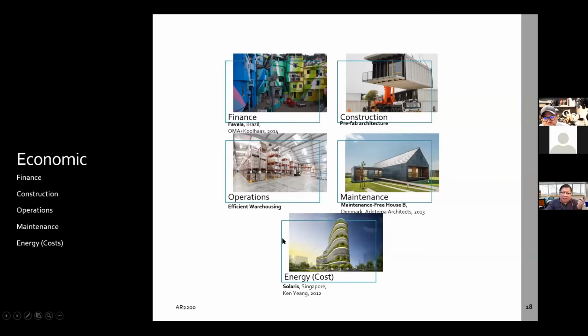And energy. So this is a work of Ken Yeang in Malaysia. Most of his buildings actually have plants all over them, because he's making use of passive cooling, aside from active cooling, but mostly passive. He does that to conserve on energy cost. Okay, so those are the possible issues related to economics, no?